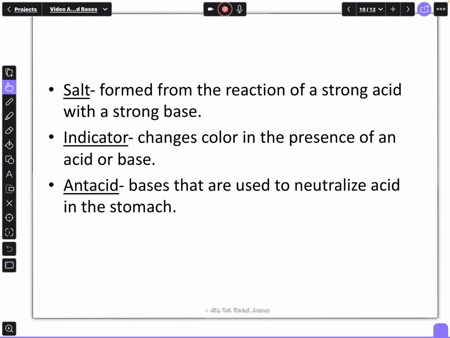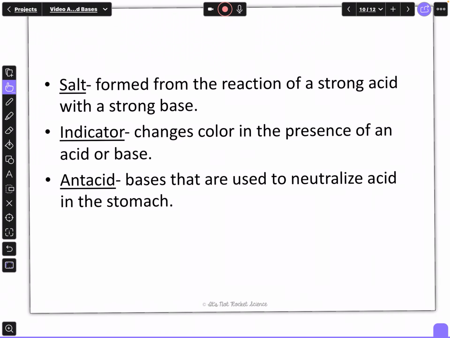So, some definitions here. A salt is formed from the reaction of a strong acid with a strong base. An indicator is something that changes color in the presence of an acid or a base, and you can tell if something's an acid or base by using indicators. And an antacid is a base that is used to neutralize acid in the stomach.